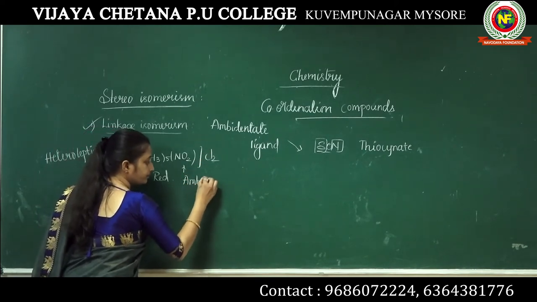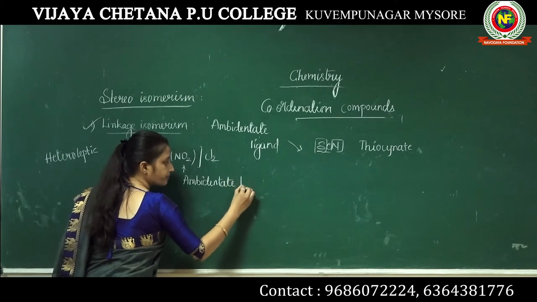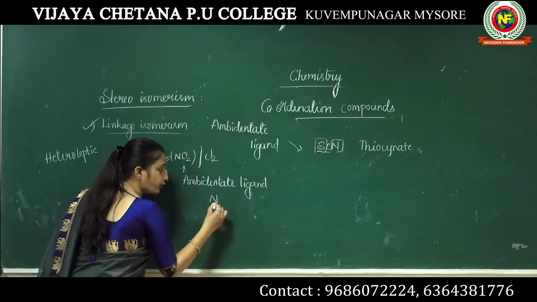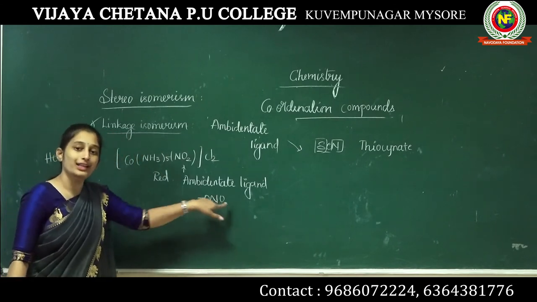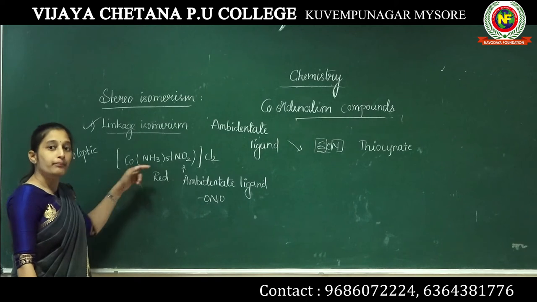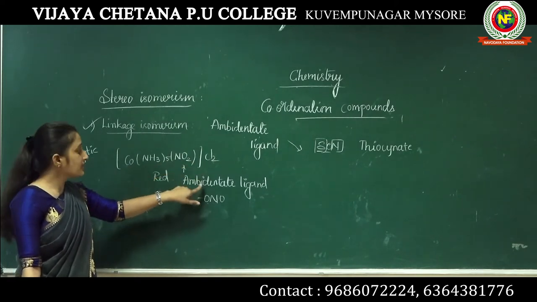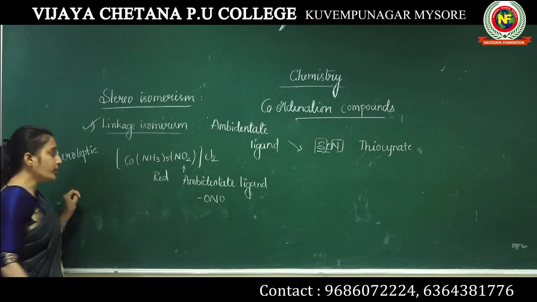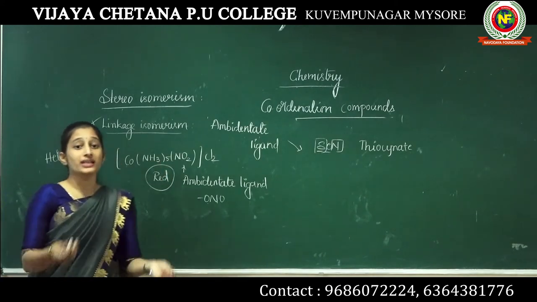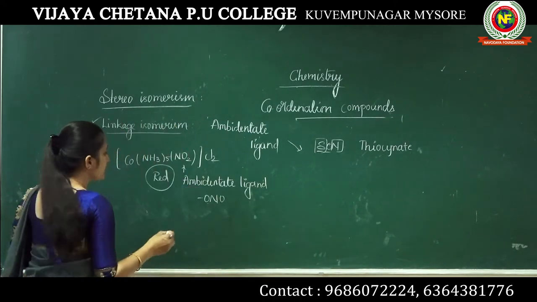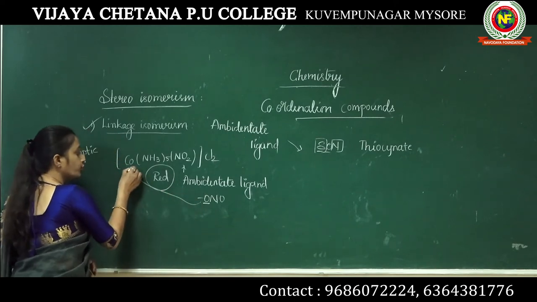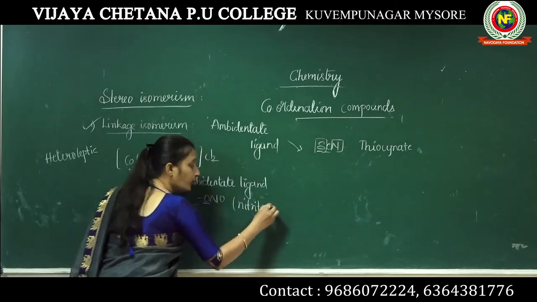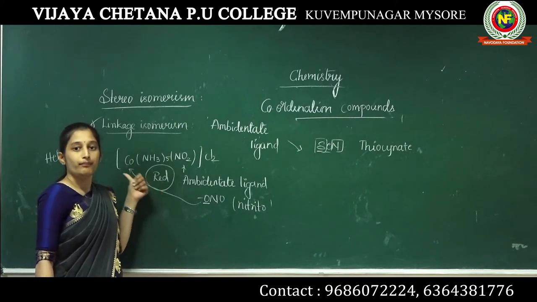Ambidentate ligand. Here nitrogen and oxygen both contain a lone pair of electrons. For this particular compound, maybe nitrogen may donate the electron pair, or else oxygen may donate the pair of electrons towards cobalt. We don't know. Suppose it is a red color complex, I'm getting red color, then it indicates oxygen donates the lone pair of electrons towards cobalt. Means this is nitrito. Nitrito means the atom which donates the lone pair of electrons towards the metal atom is oxygen.